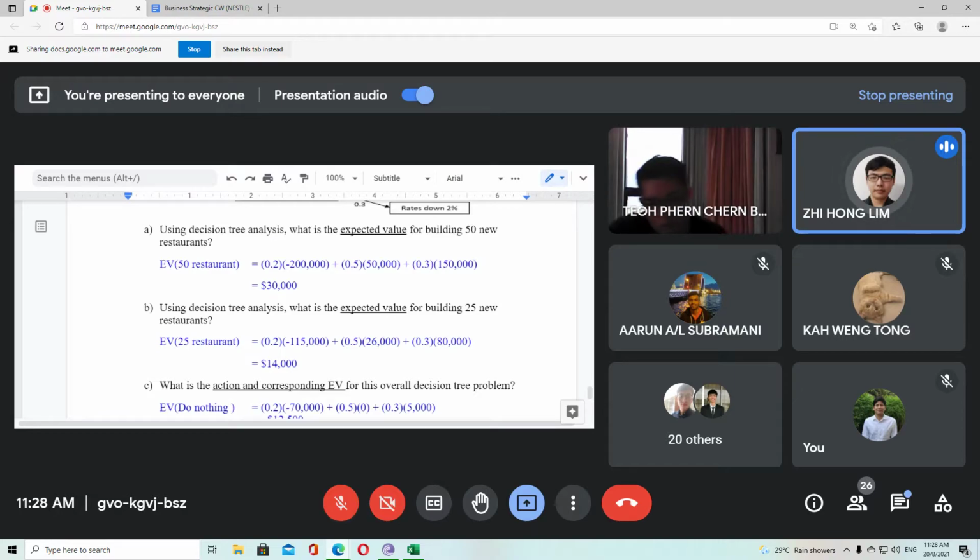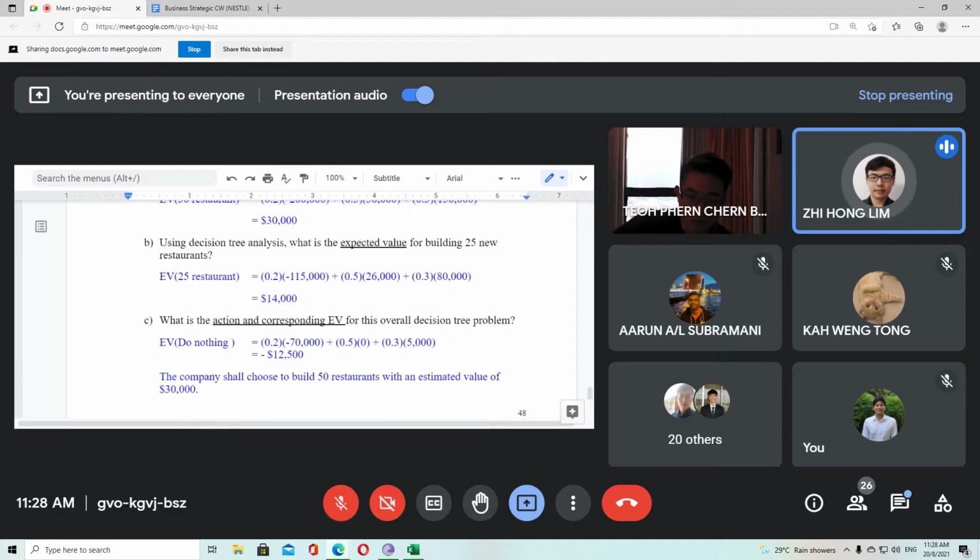So it's using 0.2 multiply negative 115,000 plus 0.5 multiply 26,000 plus 0.3 multiply 80,000. We get the estimated value of 14,000. And followed by C, we need to find out what are the actions and corresponding expected values for this overall decision tree problem.